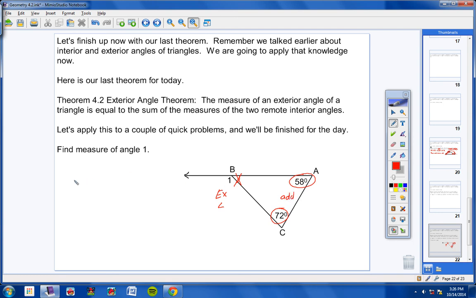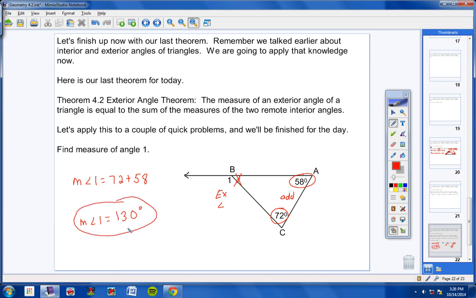So the measure of angle 1 equals 72 plus 58. There we go. So the measure of angle 1 equals 130 degrees. Okay? 72 plus 58. There we go.